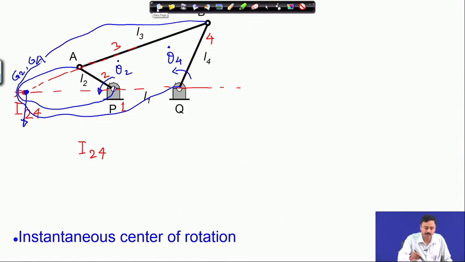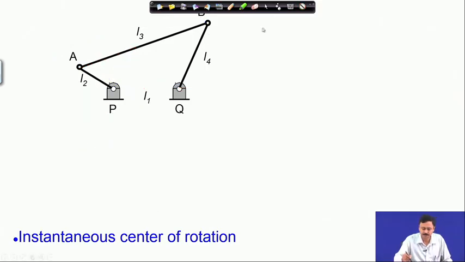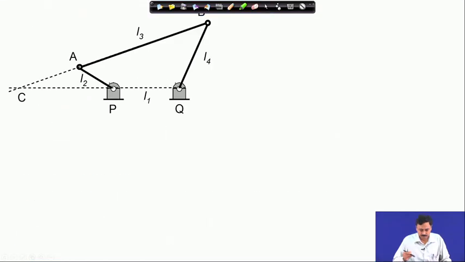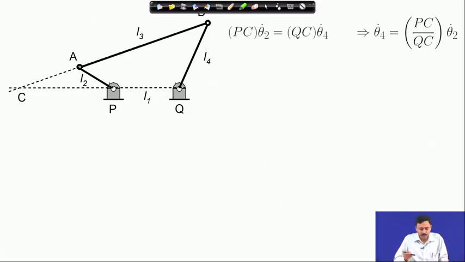So, now let us see how this information is used to find out the relation between theta 2 dot and theta 4 dot. So, I have located for you the I 2 4, which is the point C. Now, you can very easily from geometry write this expression that P c, which is this distance, P c times theta 2 dot, this is nothing but velocity of G 2.